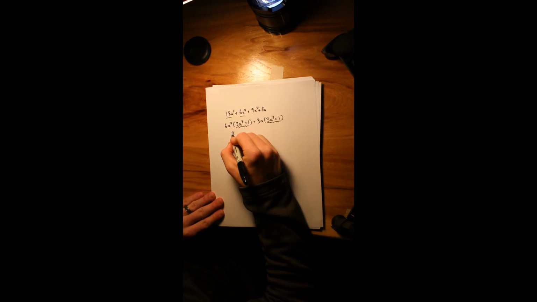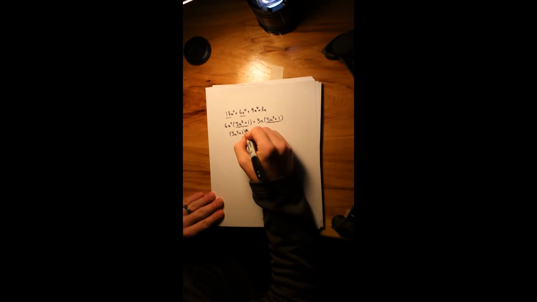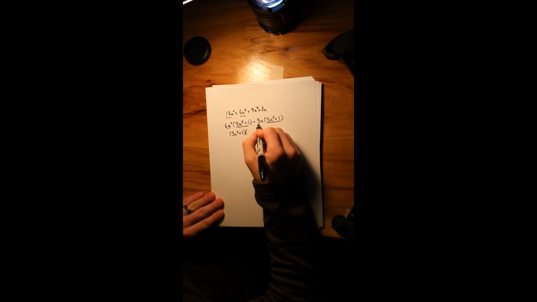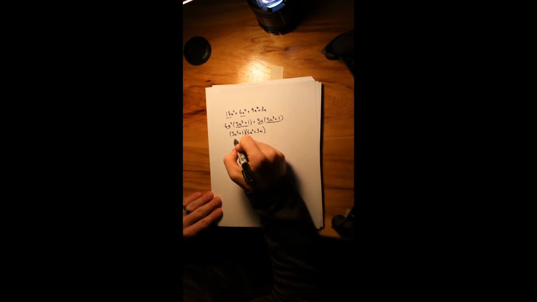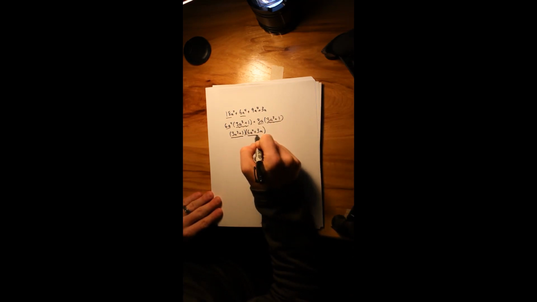Which would be 3a cubed plus 1. And we're going to multiply that by the 6a to the 4 and 3a. And so I write those two pieces inside here, 6a to the 4 plus 3a. And I've officially finished factoring by grouping.